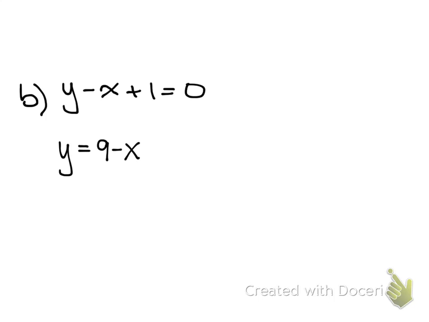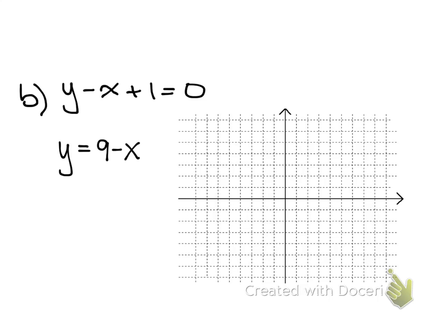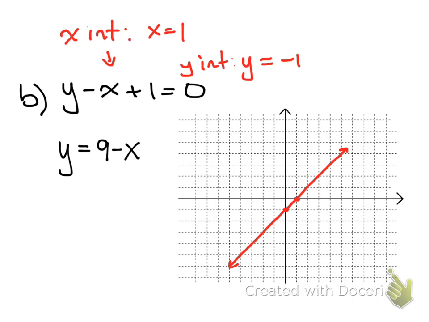B, the two equations were y minus x plus 1 is equal to 0, and y is 9 minus x. And we need to graph that. So what we're going to do is, we'll see in the first equation that the x-intercept is 1, so we'll plot that. The y-intercept is negative 1, we'll plot that, and that gives us our line.